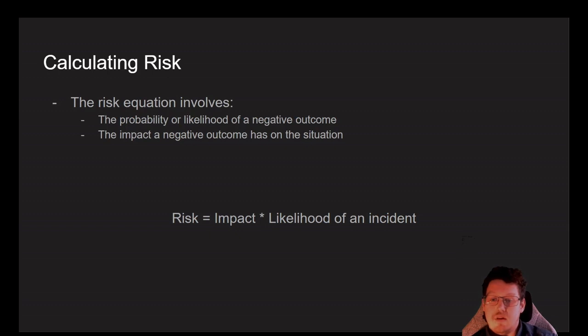So the risk equation, if we're trying to calculate the risk of something, we're trying to see what the probability or the likelihood of a negative outcome is. So how likely is it that this risk manifests? Let's say, for example, we're considering whether we should implement ID badges on the front desk, and a security officer to check the ID badges to make sure that people are going in or out of a building, right?